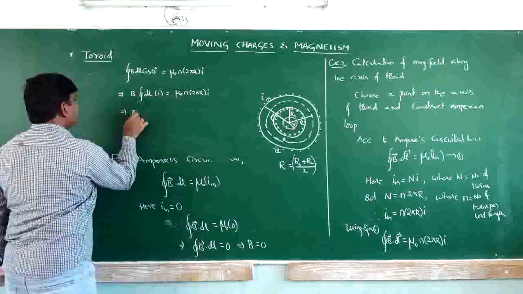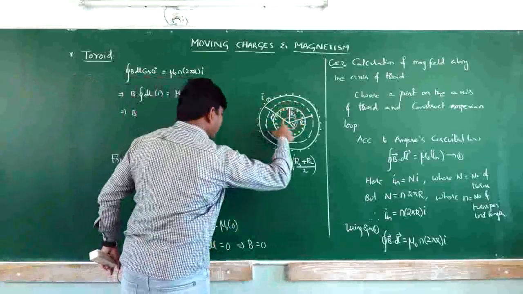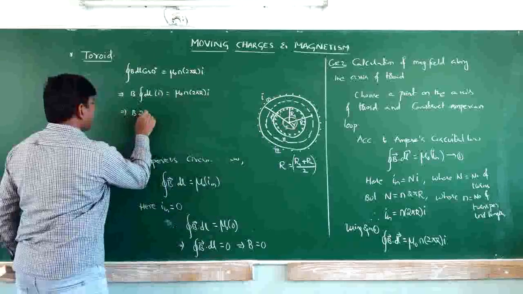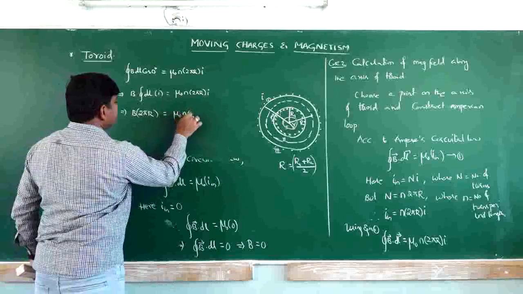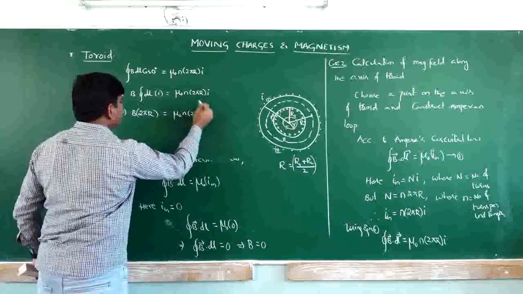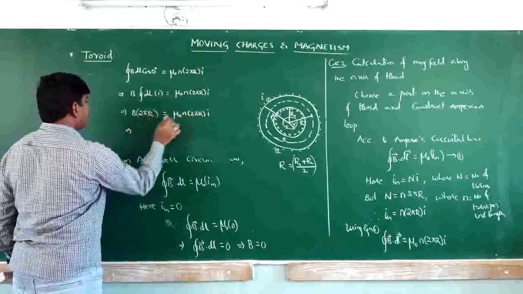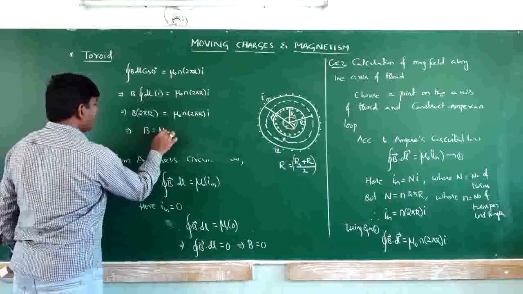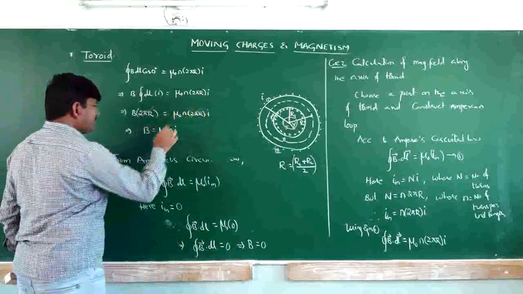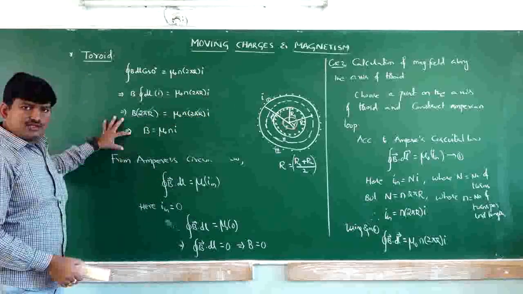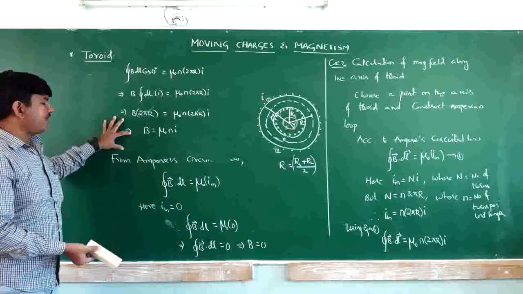This implies B into, what is the closed line integral of this Amperian loop? Nothing but 2 pi capital R. So 2 pi capital R is equal to mu naught into n into 2 pi r into I. What are we getting from this? 2 pi r will cancel, and B is equal to mu naught into n into I. That means the equation of the magnetic field due to a toroid on its axis is the same as the formula of the magnetic field due to a solenoid.